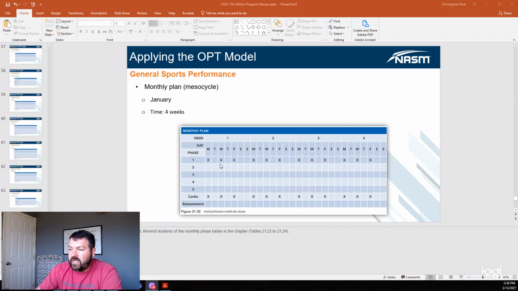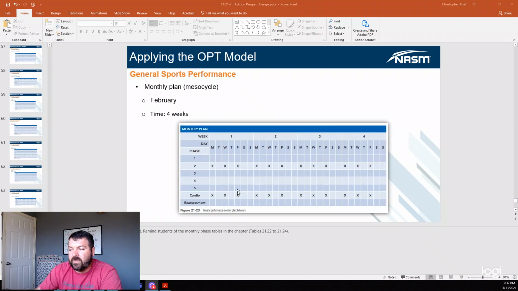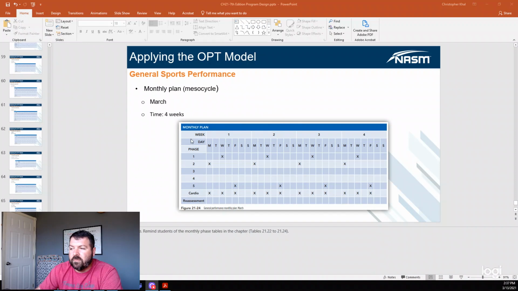Here's a mesocycle. Monday, Wednesday, Friday. Phase 1, and then cardio. Given this is January, this is the same as what we saw before. February, we're in phase 2, same with cardio. March, we go between phases: phase 2 on Mondays, on Wednesdays we're in phase 1, and then Fridays we're in power. And we just keep repeating that.